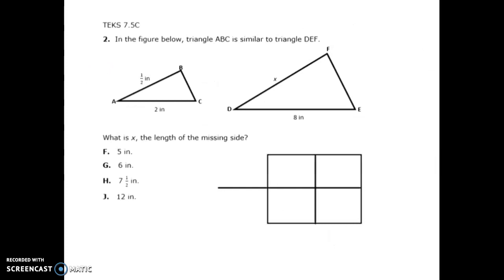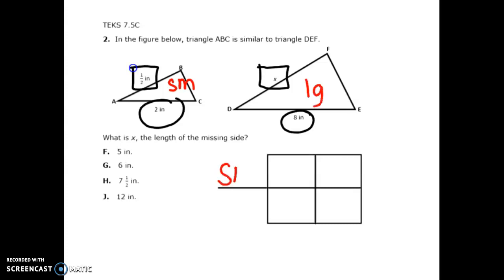Okay. So we have this problem here where we need to label that our 1 half and x go together and 2 and 8 go together. This is my small triangle and this is my large triangle, so those will be the captions. So we have 1 half is small and 2 is small. We have x and 1 half go together and 8 and 2 go together.